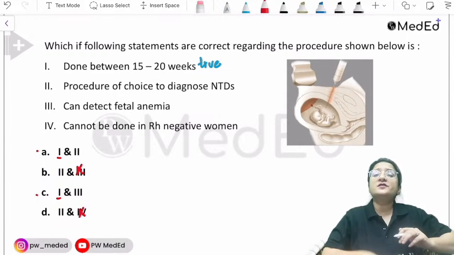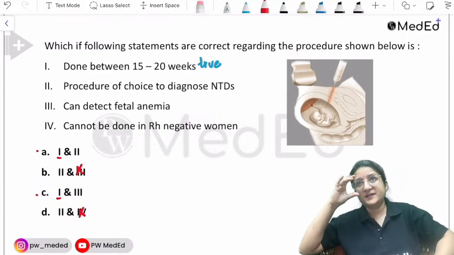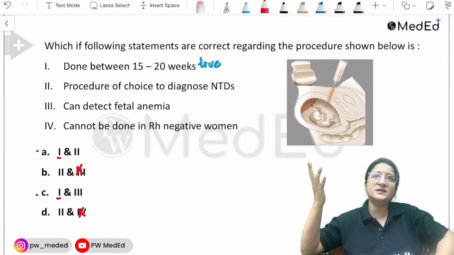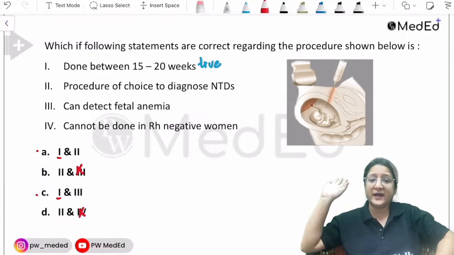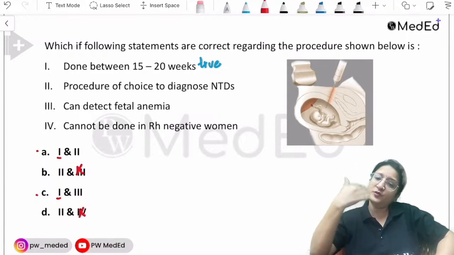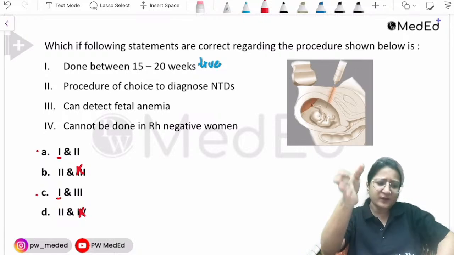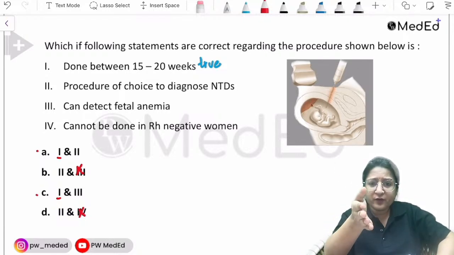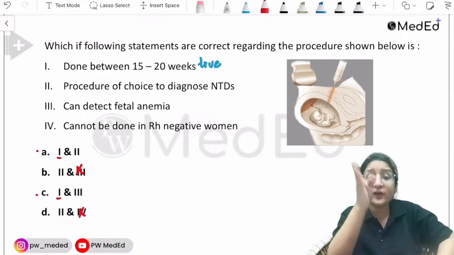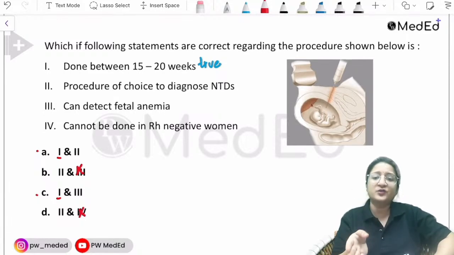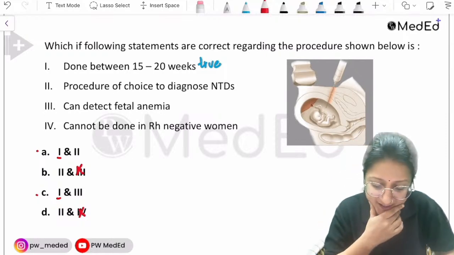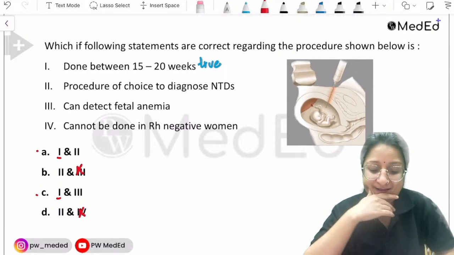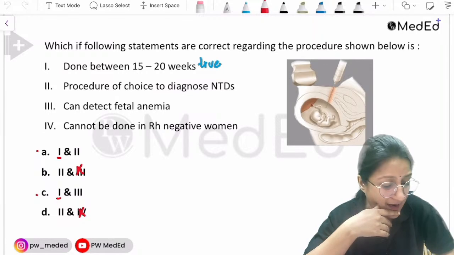Amniocentesis is not a procedure of choice to diagnose neural tube defects. At the most, yes, in textbooks amniocentesis is given to diagnose neural tube defects. You will give me options also. You will say, okay, you only tell me, what do we do for diagnosing neural tube defects, if at all amniocentesis? If at all amniocentesis, what should I check in it? What should I check in amniocentesis?